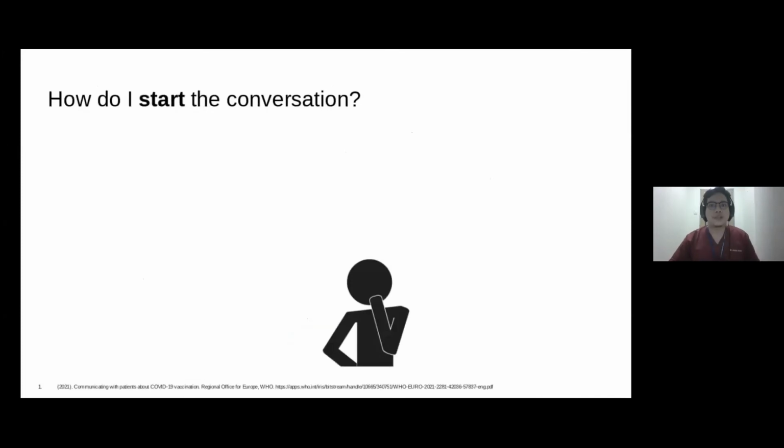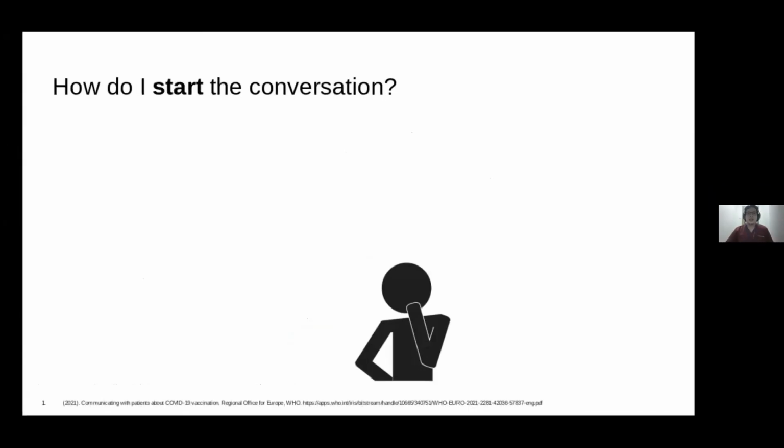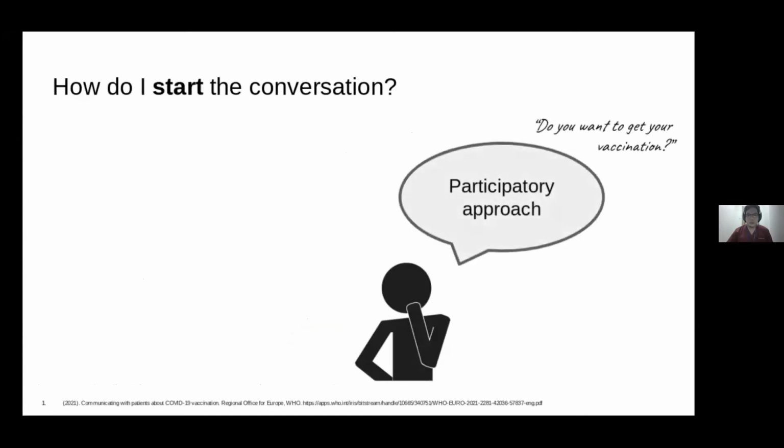So, how do we start to talk about vaccines? In most of our consultations with patients, we usually use the participatory approach.